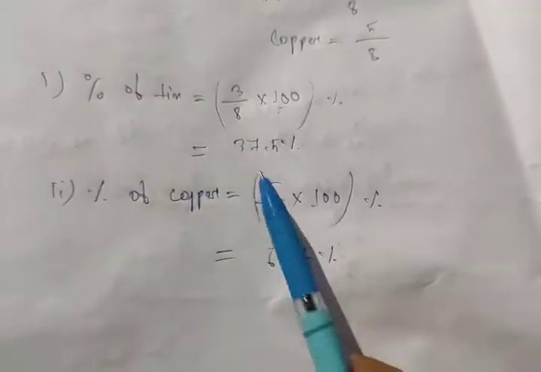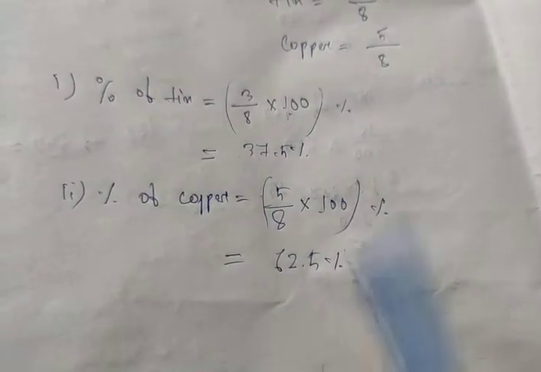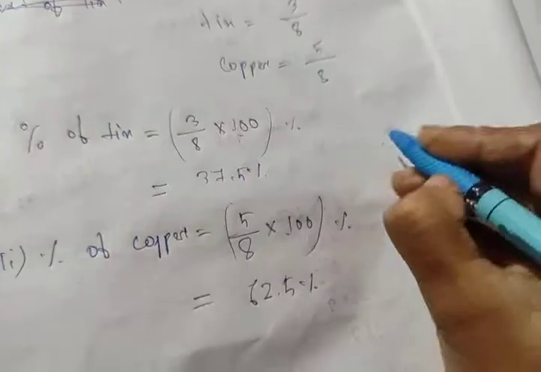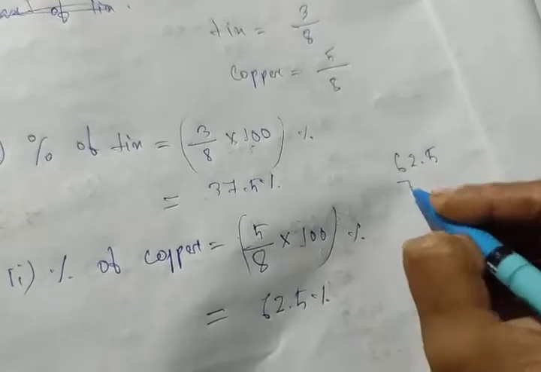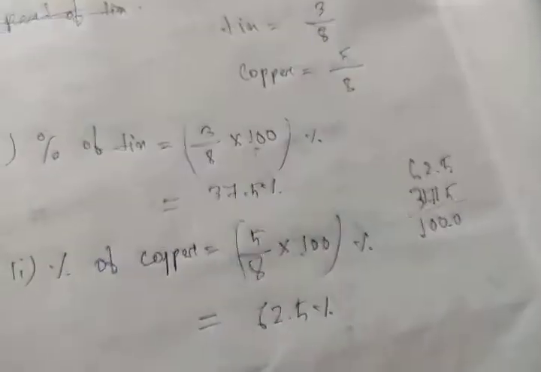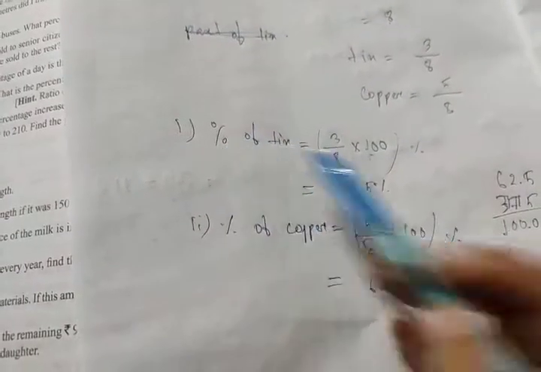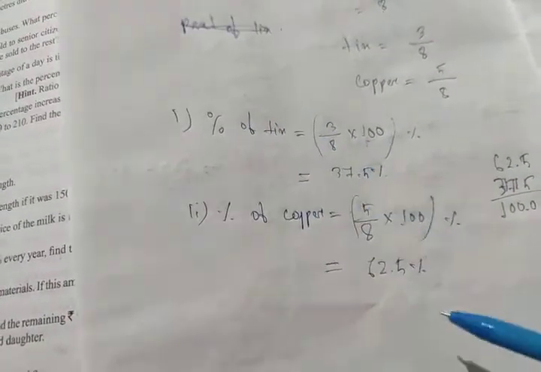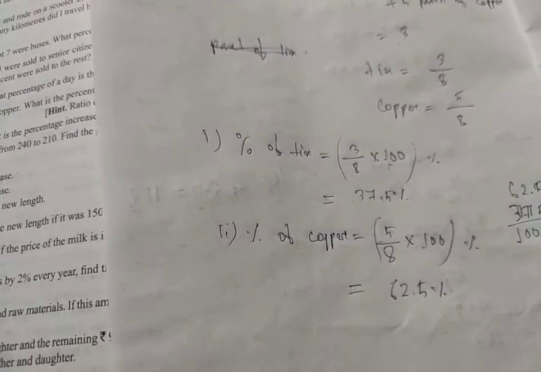Now you can also cross check whether your answer is correct or not. Simply add 37.5 and 62.5. If you are getting 100%, that means your answer is correct. You will get 100.0, that means 100%, so your answer is correct. So I think this is clear, how we need to convert this in terms of percentage. This we learned in exercise 9a only.